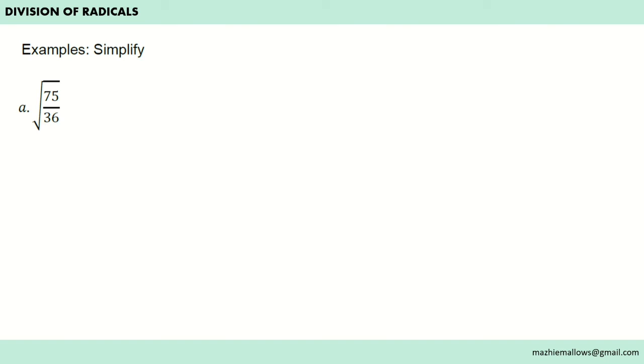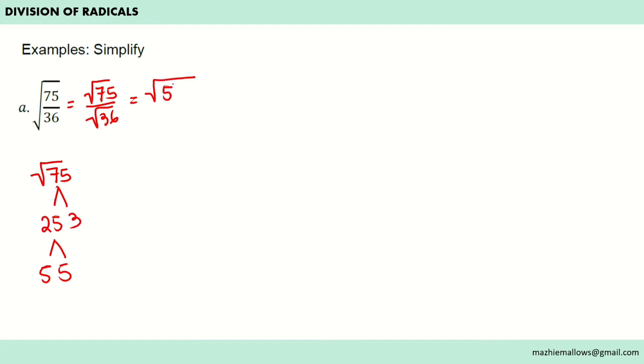Para mas madali nating maintindihan ang division of radicals, let's try to simplify letter A example. We have square root of 75 over 36. Pwede natin isulat ang square root of 75 over 36 ng square root of 75 all over square root of 36. Kung babalikan natin ang lesson kanina, we can simplify square root of 75 using prime factorization. So this is 25 times 3 and this one is 5 times 5. So we can write this as square root of 5 squared times 3 all over yung 36 naman is square root of 6 squared. And then, pwede natin gamitan ng product law for radicals.